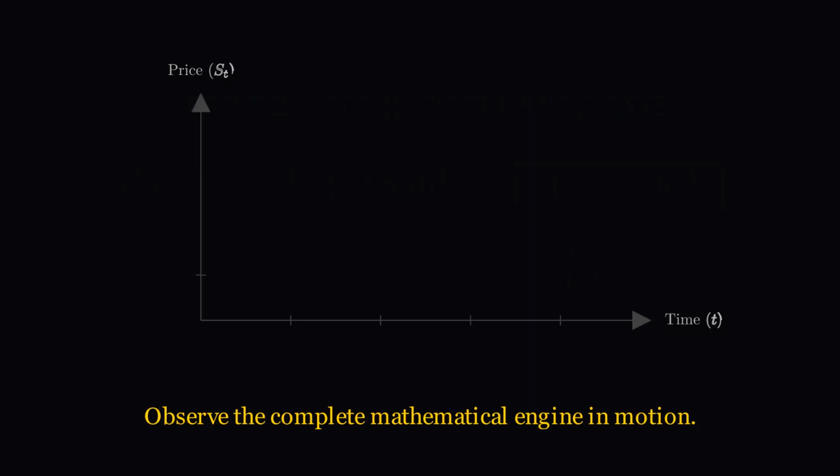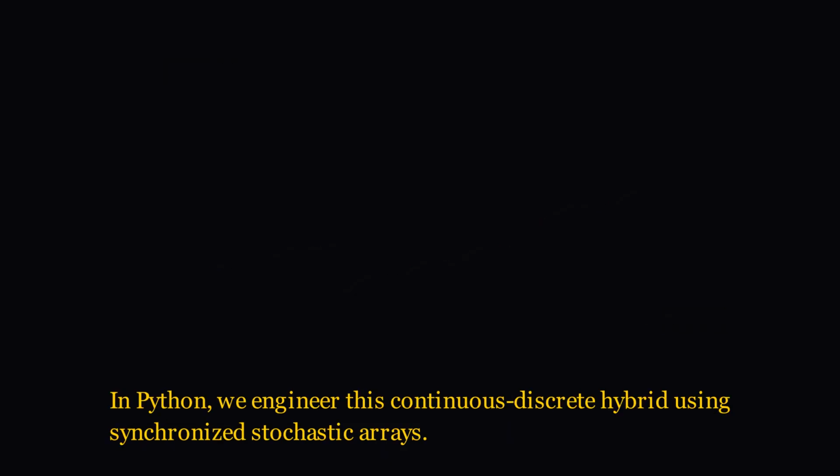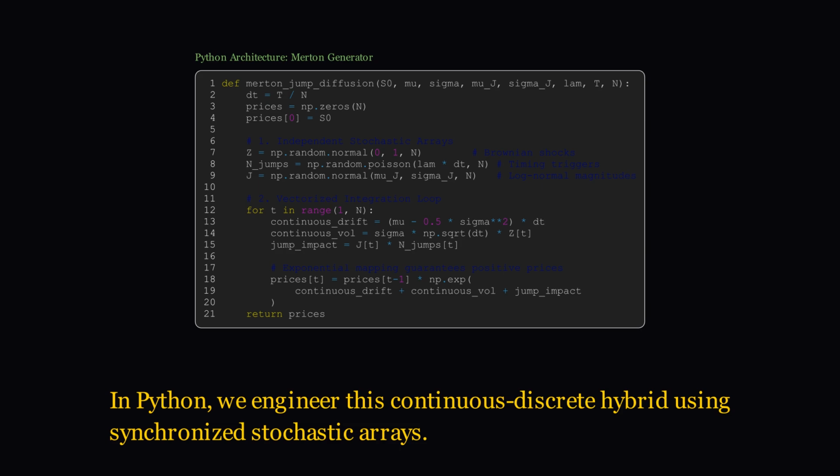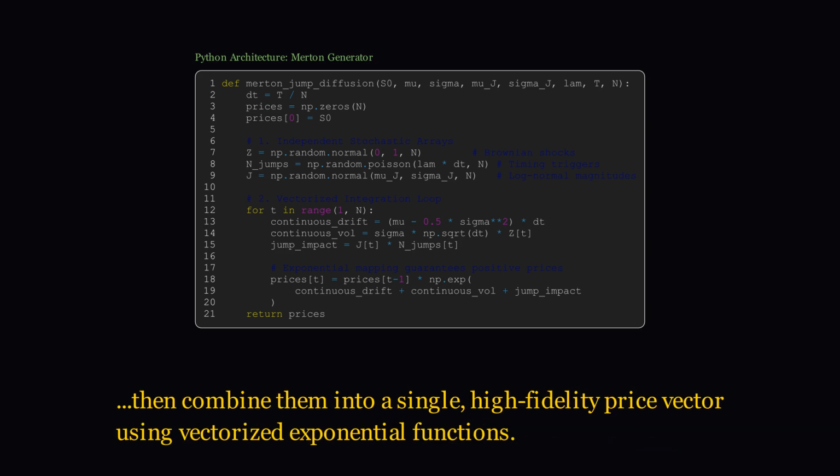Observe the complete mathematical engine in motion. Notice how the model now elegantly handles both standard continuous friction and asymmetrical, random-sized market gaps. In Python, we engineer this continuous discrete hybrid using synchronized stochastic arrays. We generate the normal continuous shocks, the Poisson arrivals, and the log-normal magnitudes entirely independently. Then combine them into a single, high-fidelity price vector using vectorized exponential functions.